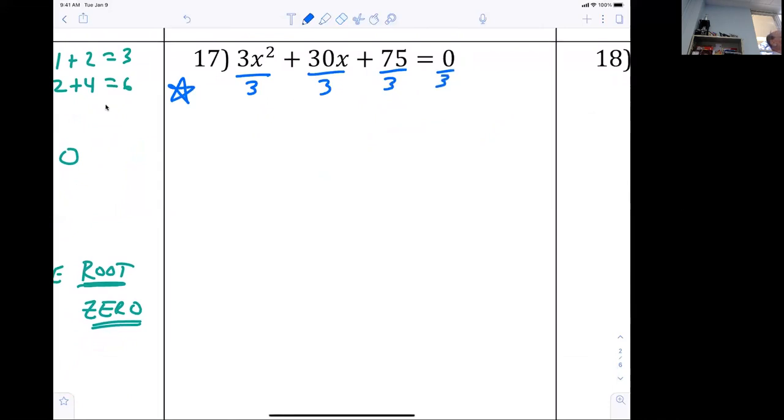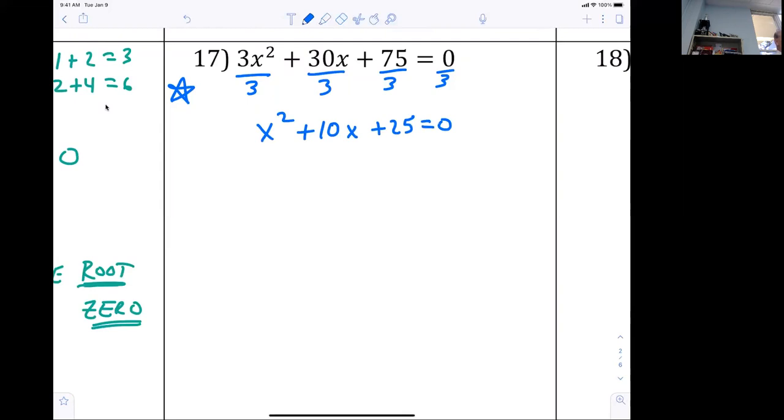All right, I can divide out the constant, or I can divide out the greatest common factor. And now when I rewrite that, that'll be what? x squared plus 10x plus 25 equals 0. All right, let's factor this now.